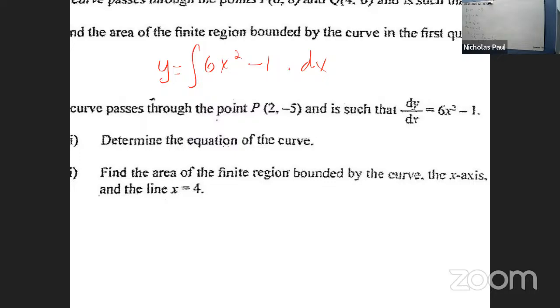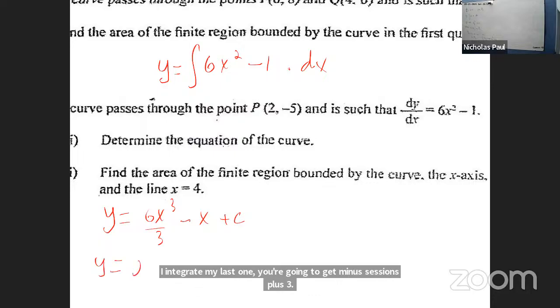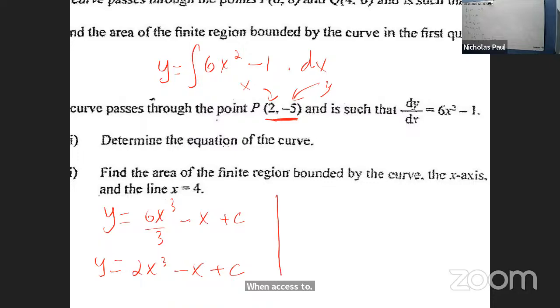Right? Let's see what you got. When you integrate six x squared, you're going to get six x cubed on three. When you integrate minus one, you're going to get minus x plus c. So the equation we have is y is equal to 2x cubed minus x plus c. Now we're going to use the information when x is 2, y is minus 5.